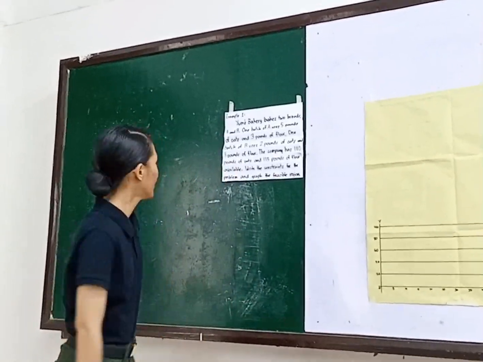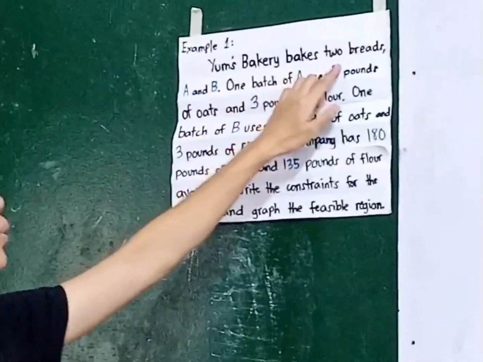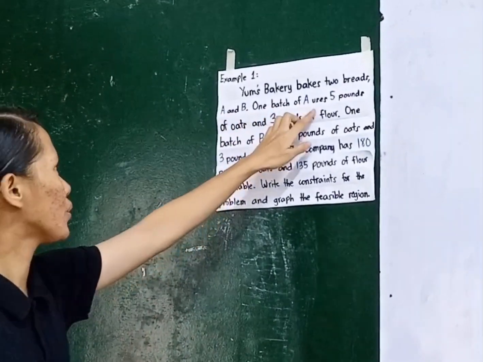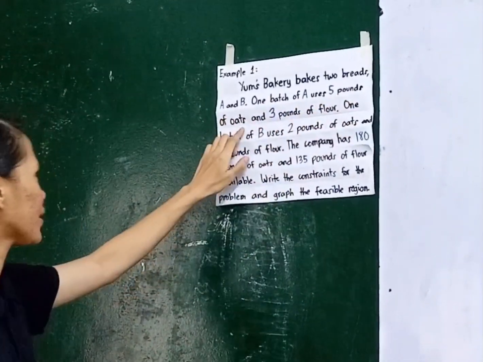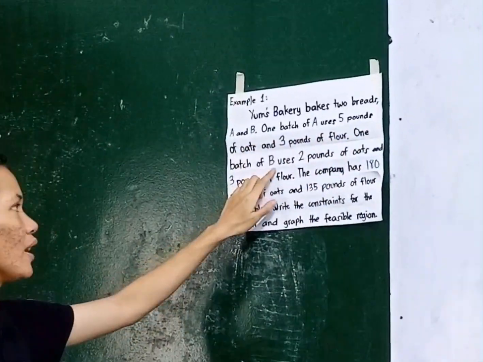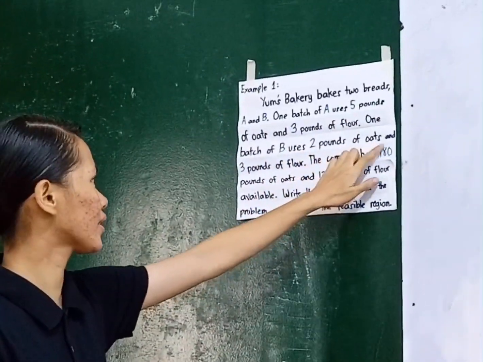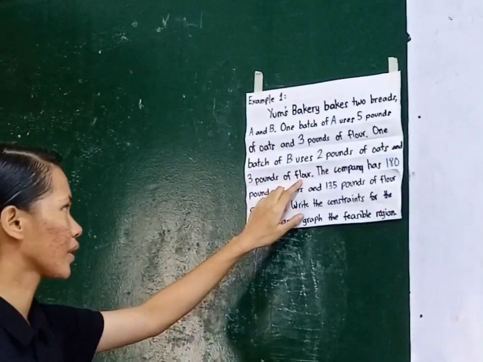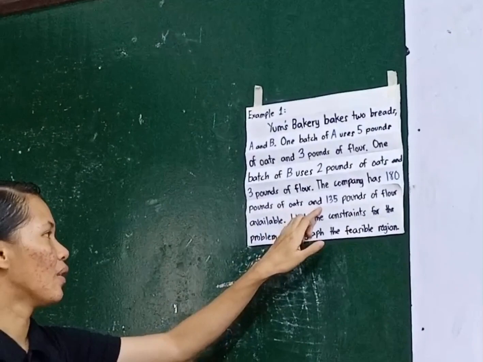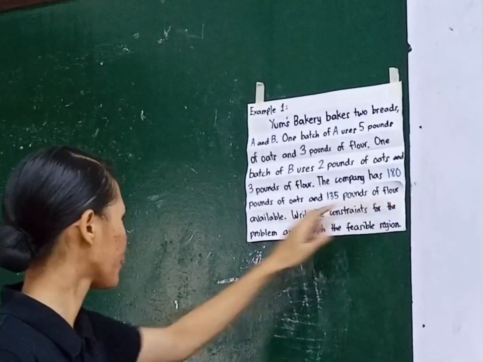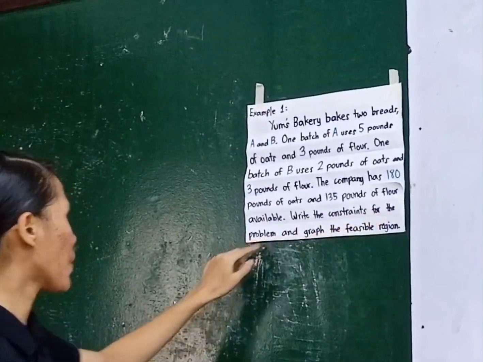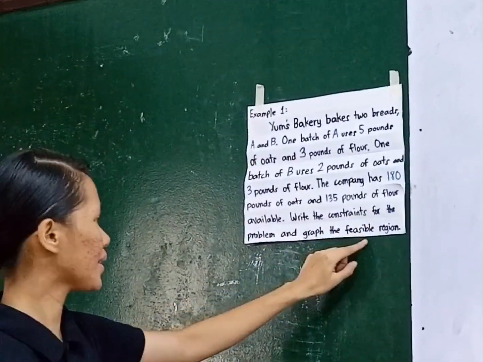So first example, Young Skyrim bakes 2 breads, A and B. One batch of A uses 5 pounds of oats and 3 pounds of flour. One batch of B uses 2 pounds of oats and 3 pounds of flour. The company has 180 pounds of oats and 135 pounds of flour available. Write the constraints for the problem and the feasible region.